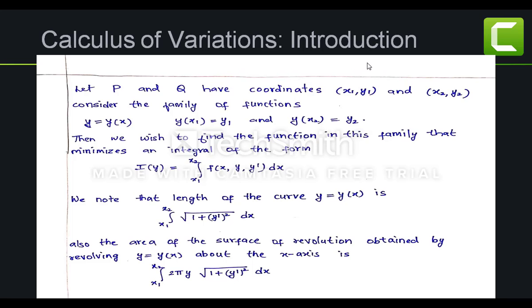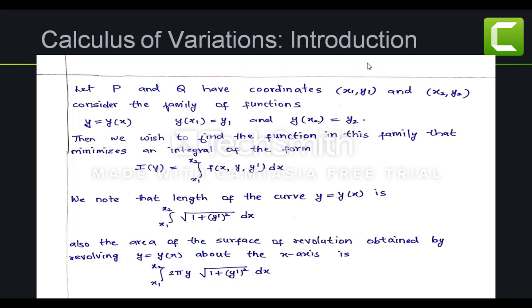Let P and Q have coordinates x1, y1 and x2, y2 and consider the functions y equal to y of x and y at x1 equal to y1 and y at x2 equal to y2. So y equal to y of x satisfy these two conditions. They are called the boundary condition.